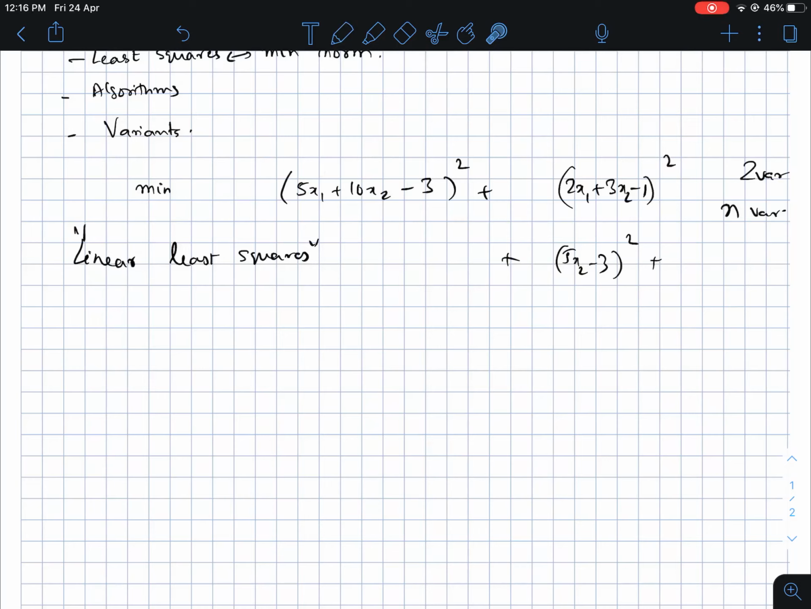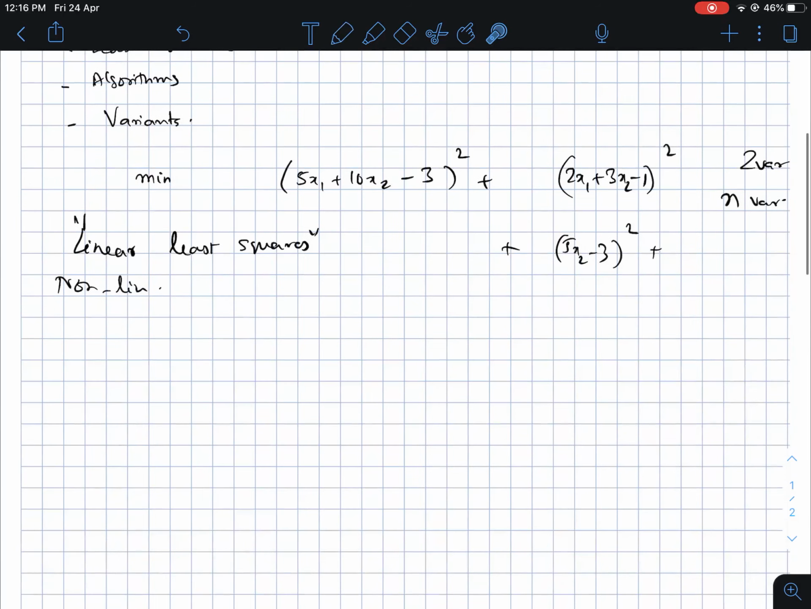But you're taking squares eventually, so it doesn't mean that the overall expression is linear. It just means that the term under the square is linear. You could also potentially think of non-linear least squares, where each term also has some non-linear part. Maybe you could have log of x1 minus 5, or cos of x2 minus 3 or whatever. So that's the more general non-linear least squares.